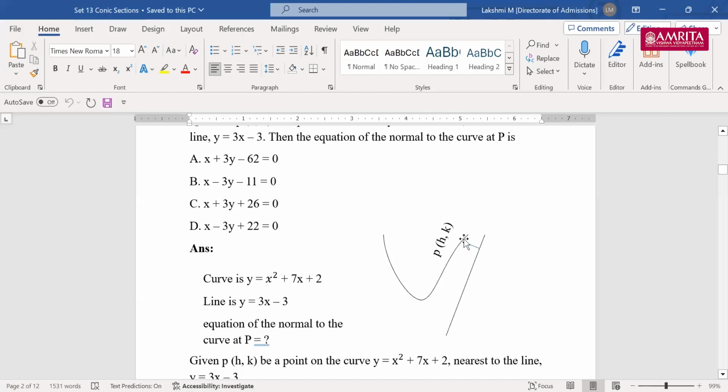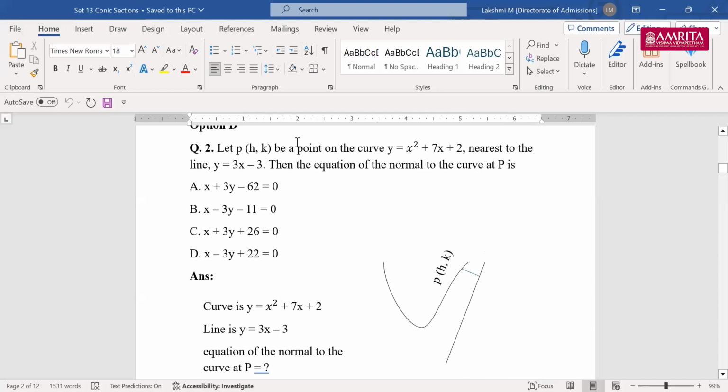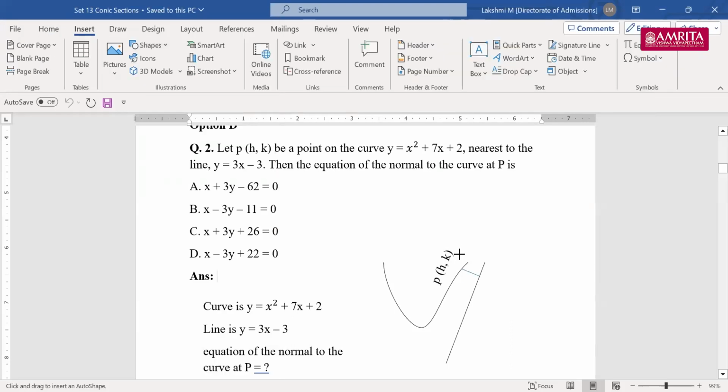Curve is given, a point on the curve is given. Then they have given a very important clue. P of h, k be a point on the curve, that is y equal to x square plus 7x plus 2, nearest to the line, this is the line y equal to 3x minus 3. So equation of the normal to the curve at the point P. If I'm drawing something like this, the question is asking you to find out the equation of the normal to the curve at the point P. Maybe something like this you could draw.